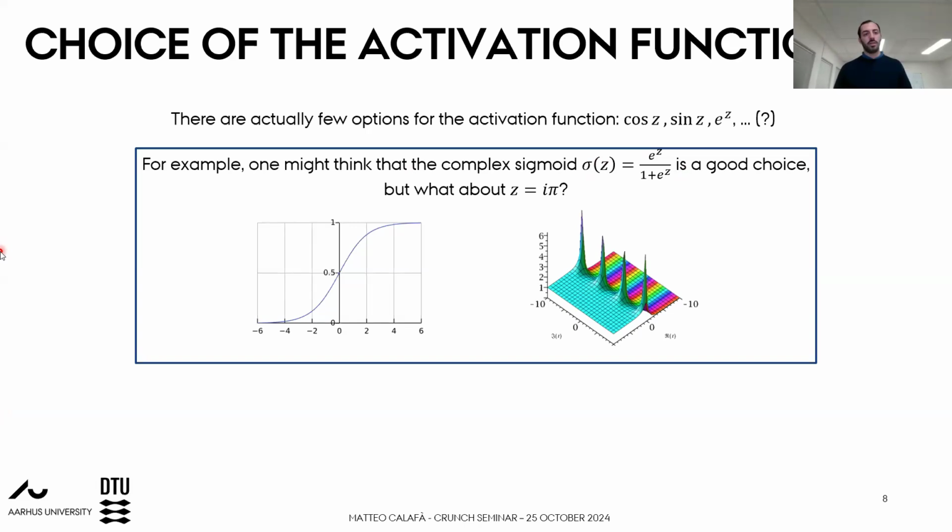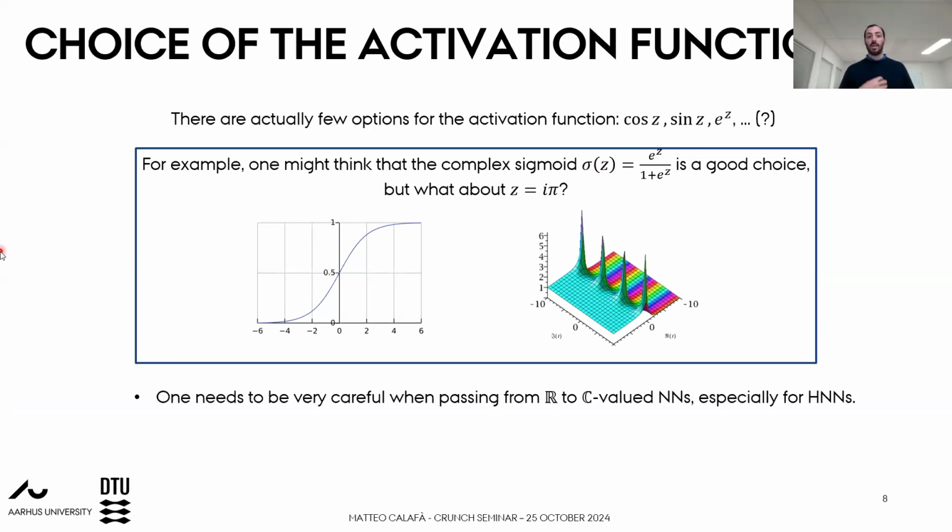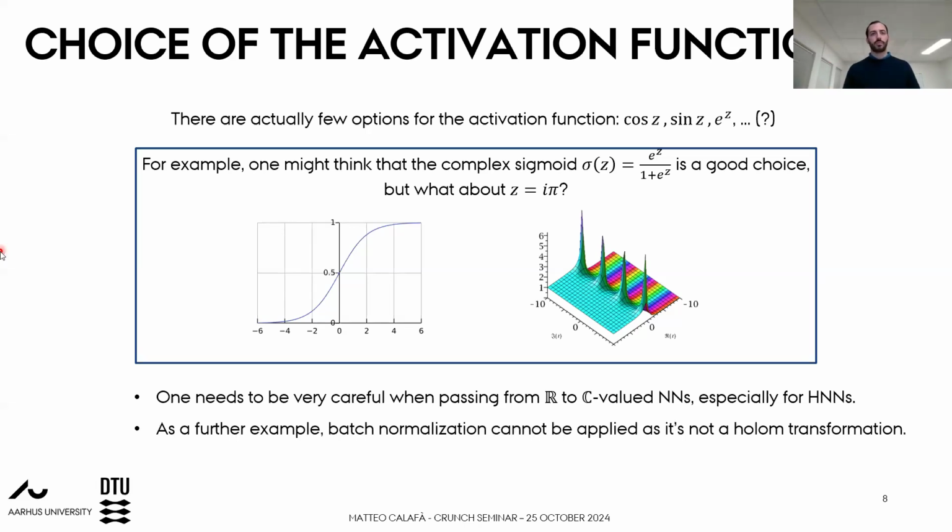So it's a terrible function. And so I remark again that actually we don't have many options for the activation function. The message I want to give you is that generally when one extends from real valued networks to complex valued networks, one needs to be a bit careful, especially for holomorphic neural networks, where there are some very important restrictions and conditions that need to be satisfied. Obviously, nothing has to be taken for granted, because some results that are apparently true in the real case may not be true in the complex case.